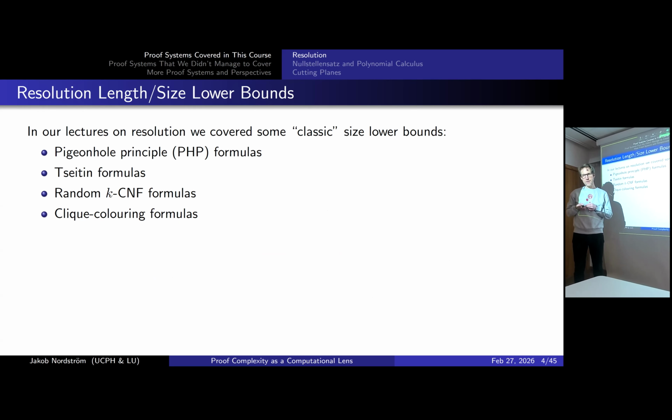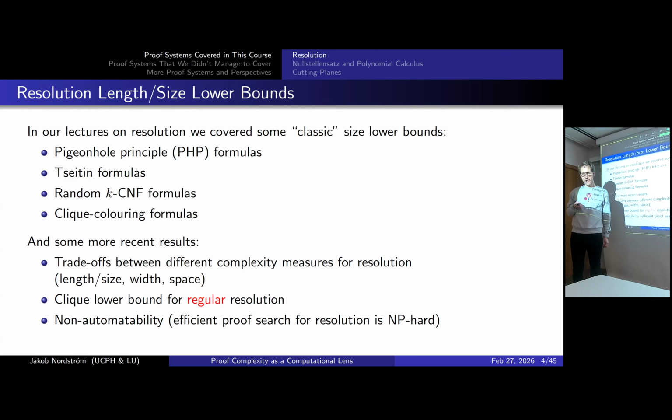We did some of the classics. We studied pigeonhole principle formulas, Tseitin formulas encoding the graph handshake lemma, random k-CNF formulas, and proved classic hardness results. But we also did some more recent results. We talked about some trade-offs between different complexity measures. In particular, we did not only talk about proof size or length, for resolution they're the same, but also about measures like width and different space measures.